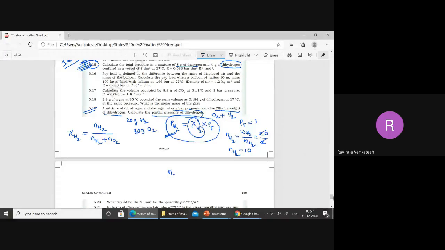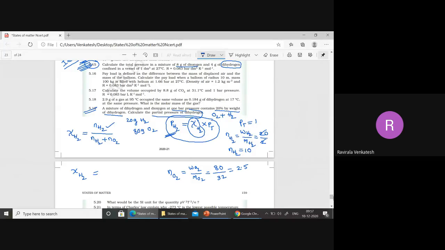Now, number of moles of dioxygen, O2. Weight of oxygen is 80 grams, because hydrogen is 20%, so the remaining will be 80%. Then what is the molar weight of dioxygen? 32. How much do we get here? 80 by 32 is 2.5.